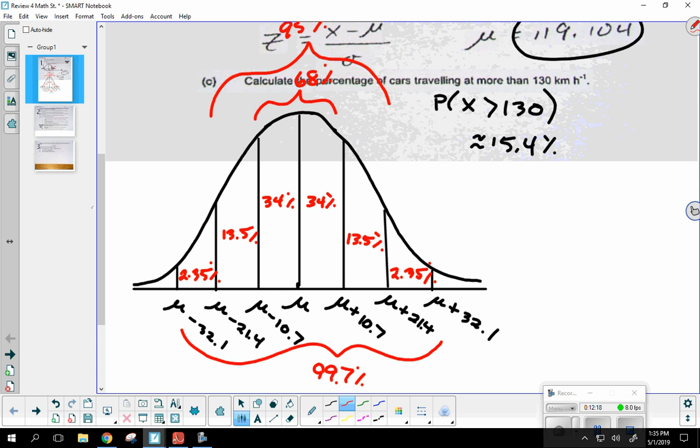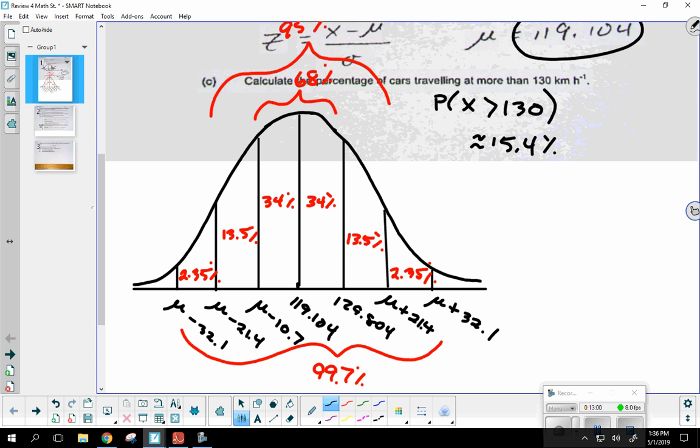So these questions here will definitely be asked on the calculator unless they just ask questions specifically about, say, within 1 or 2 or 3 standard deviations. Like, for example, if I went ahead and put in the value that we have here, the 119.104, okay, let's actually go ahead and add 10.7 to that. So that would be 129.804. Would you guys agree?